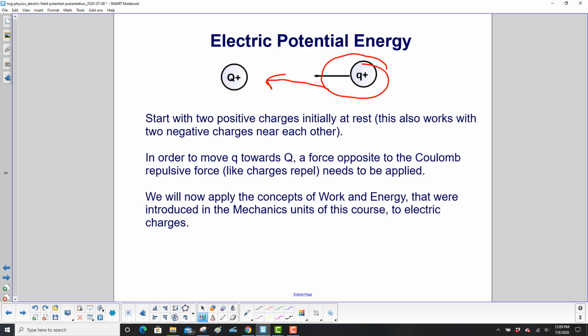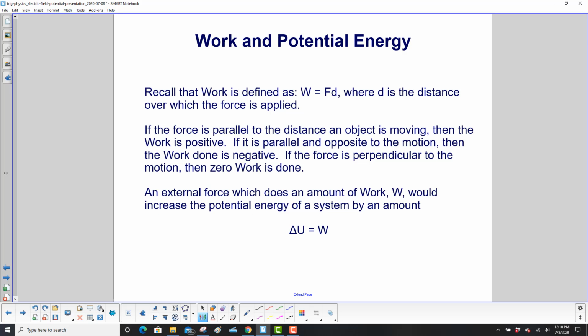We will now apply the concepts of work and energy that were introduced in the mechanics unit of this course to electric charges. Please recall that work is defined as Fd, where d is the distance over which the force is applied. If the force is parallel to the distance an object is moving, then the work is positive. If it is parallel and opposite to the motion, then it's negative work. If the force is perpendicular to the motion, then zero work is done.